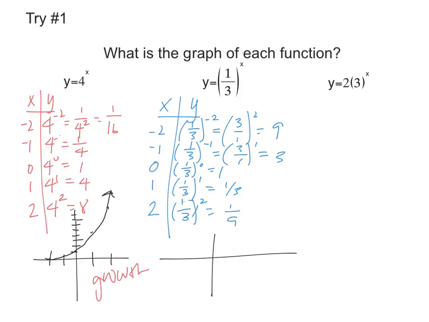So again, when you graph, we really need a taller y-axis.